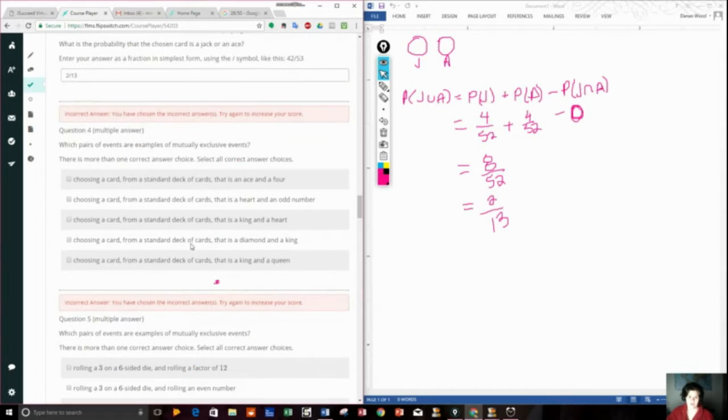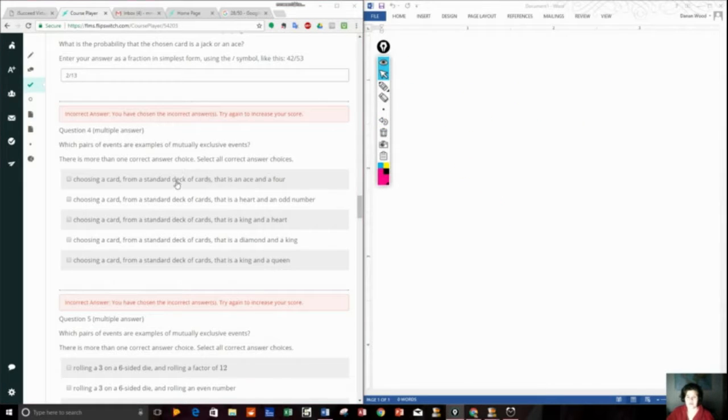Great job. Okay, which pairs of events are examples of mutually exclusive events? So I ask myself, can they happen at the same time? Choosing a card from a standard deck of cards that is an ace and a 4. Can those two things happen at the same time? No. You're either an ace or you're a 4. So those two events are mutually exclusive. Choosing a card that is a heart and an odd number. Can those things happen at the same time? Yes. So this one's not mutually exclusive because they can happen at the same time.